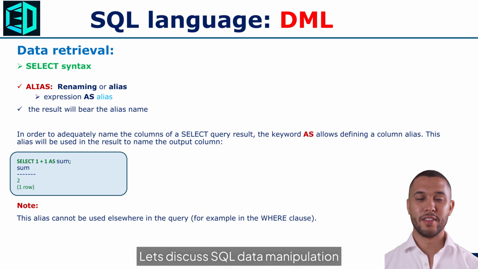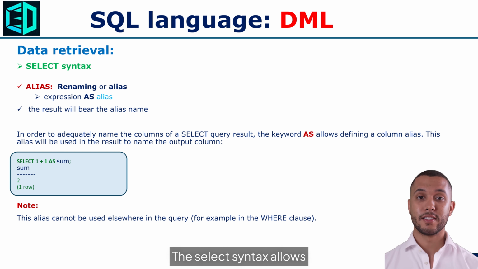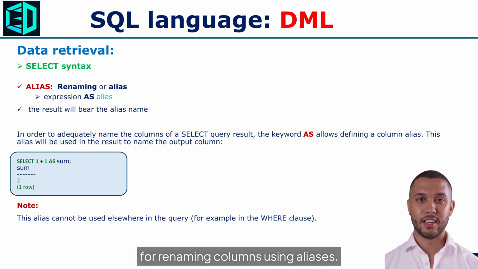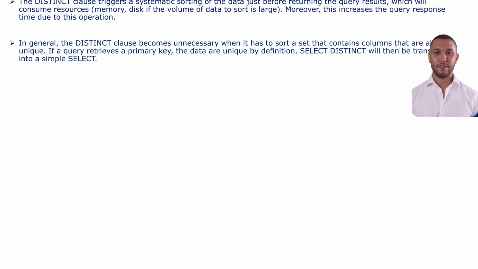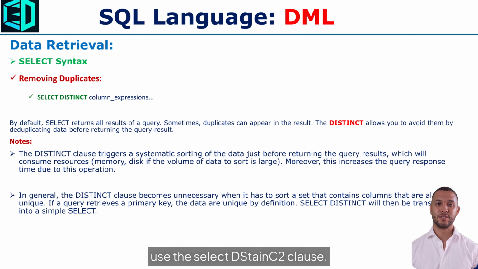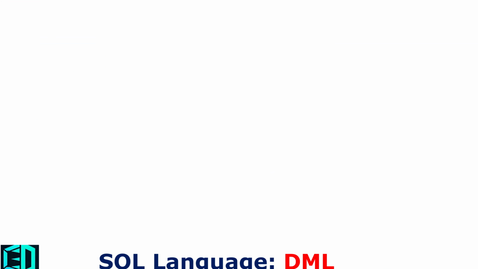Let's discuss SQL data manipulation language, focusing on data retrieval. The select syntax allows for renaming columns using aliases. Use the as keyword to define a column alias, which will appear in the result. To remove duplicates in SQL, use the select DISTINCT clause. This ensures unique results by deduplicating data. Note that using DISTINCT can increase query response time due to sorting.